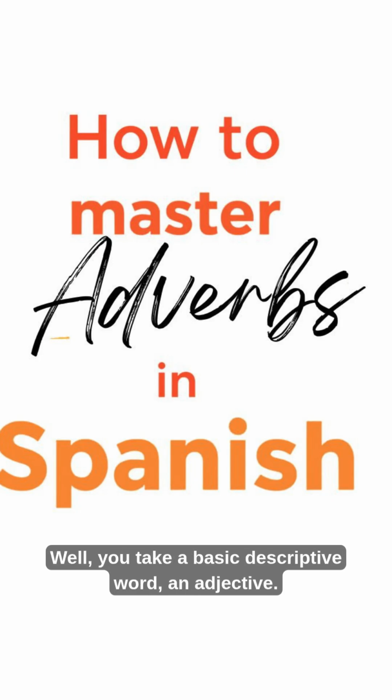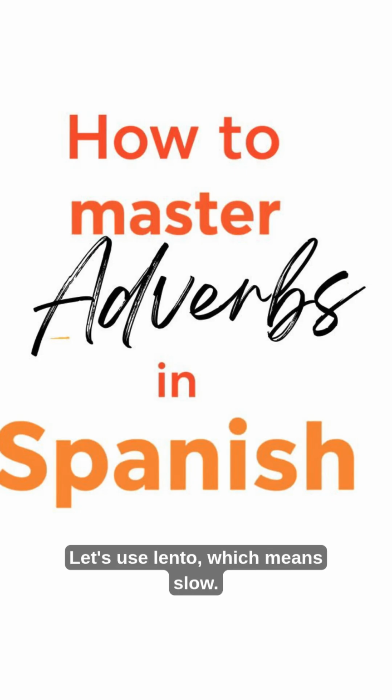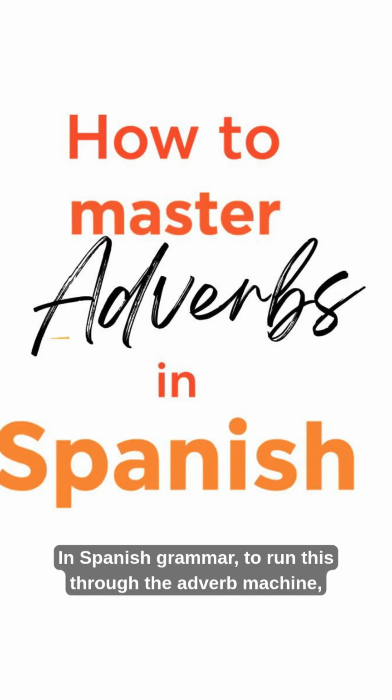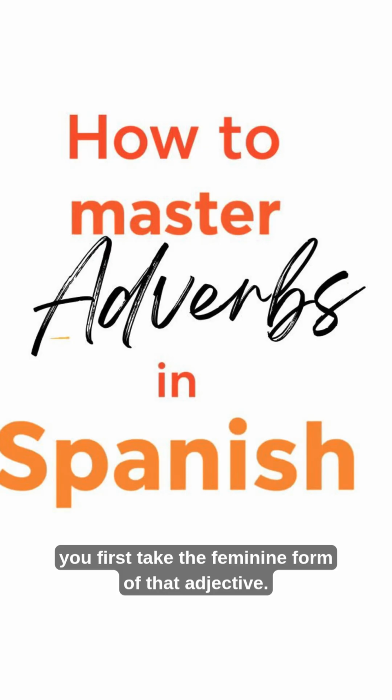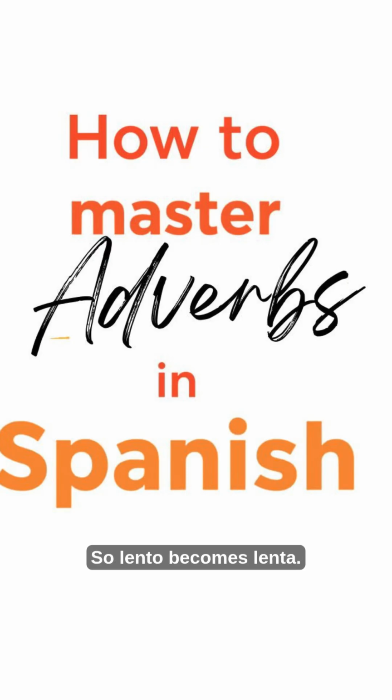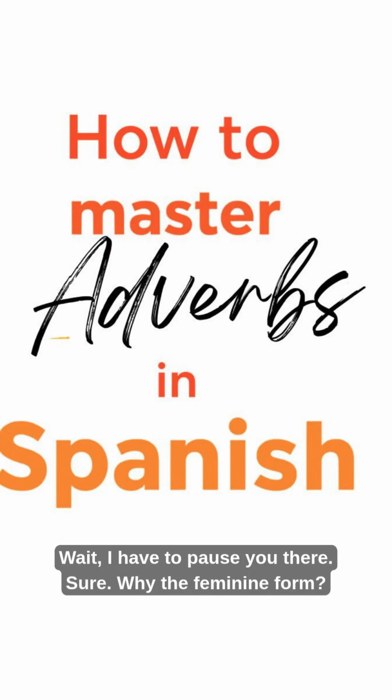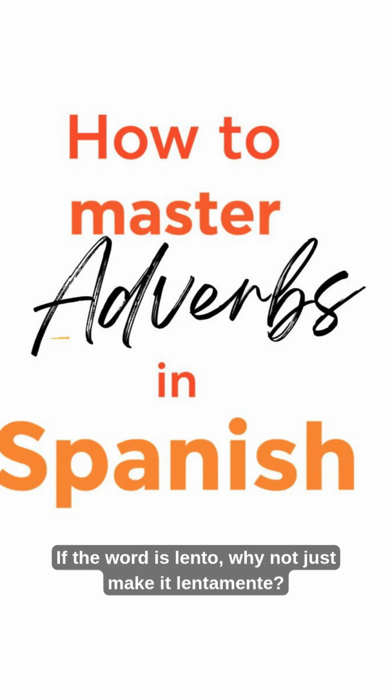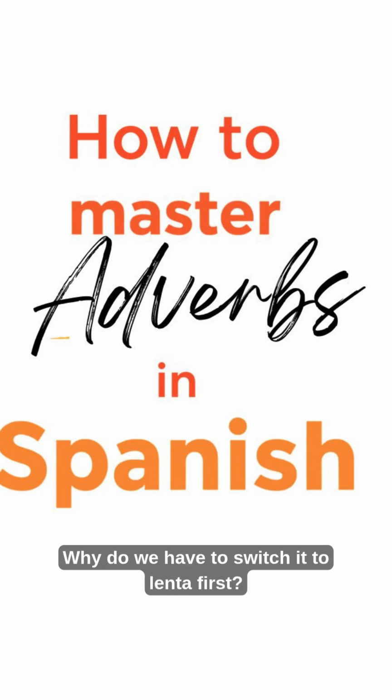Well, you take a basic descriptive word, an adjective. Let's use lento, which means slow. In Spanish grammar, to run this through the adverb machine, you first take the feminine form of that adjective. So lento becomes lenta. Wait, I have to pause you there. Sure. Why the feminine form? If the word is lento, why not just make it lentamente? Why do we have to switch it to lenta first?